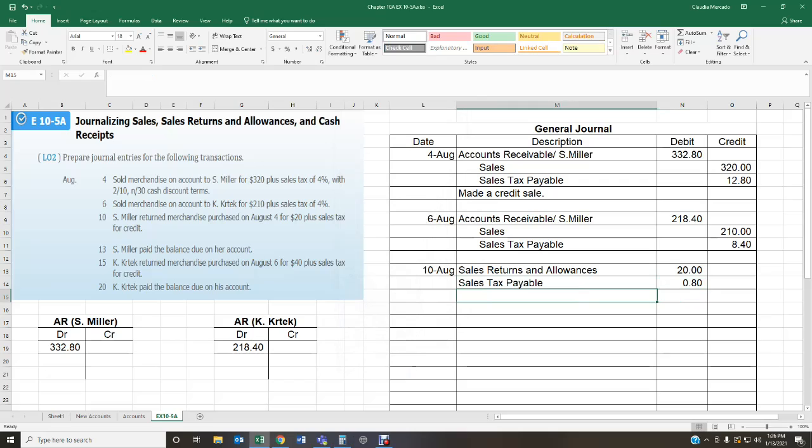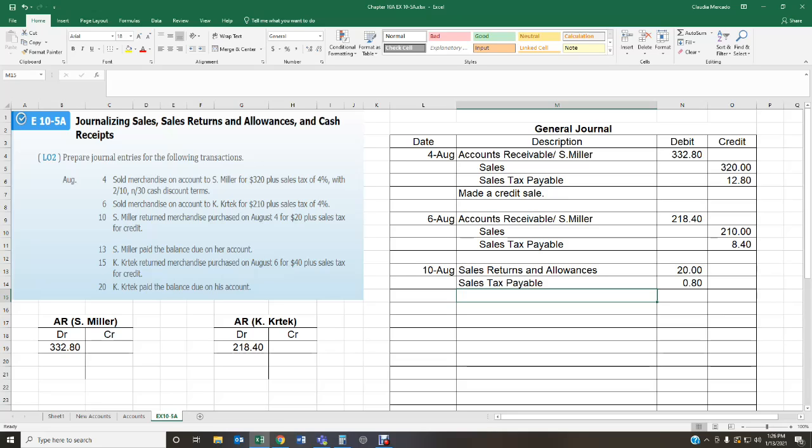Okay. Now, what am I going to do with this refund? Well, if the customer would have paid you cash, then you give them cash back. But that's not the case here. Miller owes us money, so we set up a receivable. So what we're going to do is offset this return to the receivable.